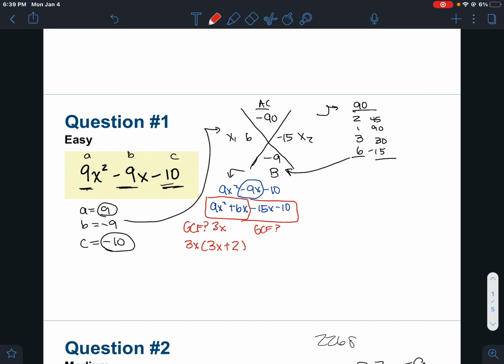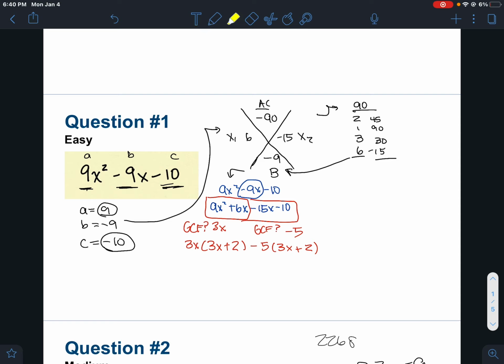The GCF is negative 5. So we're going to rewrite negative 5, and then negative 5 times 3x gives negative 15x, so that goes there. And then negative 5 times 2 will equal negative 10. So that's going to be the third step.